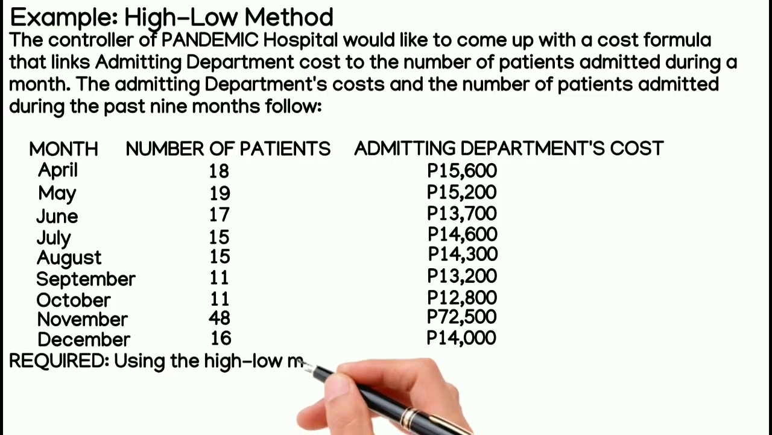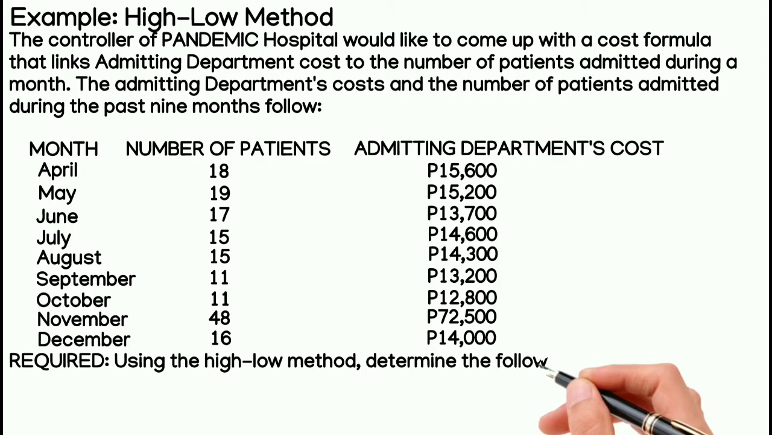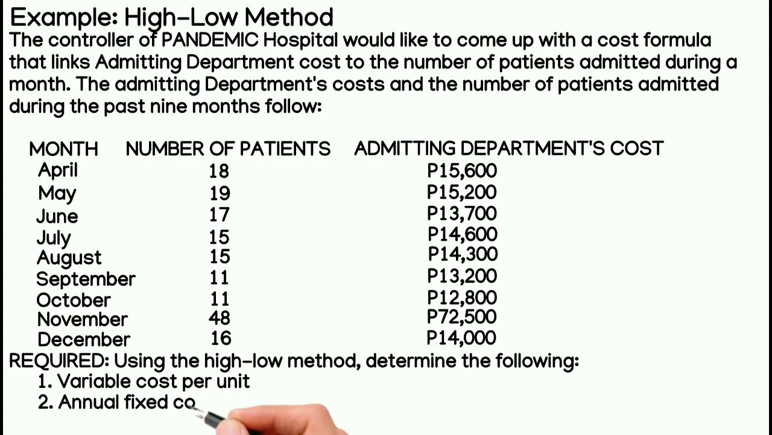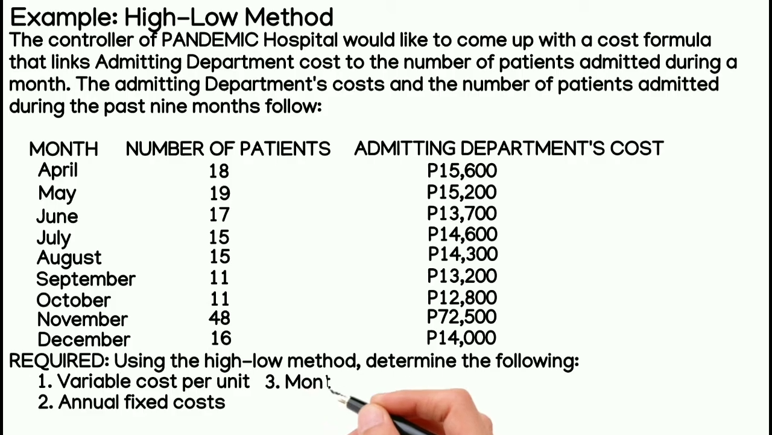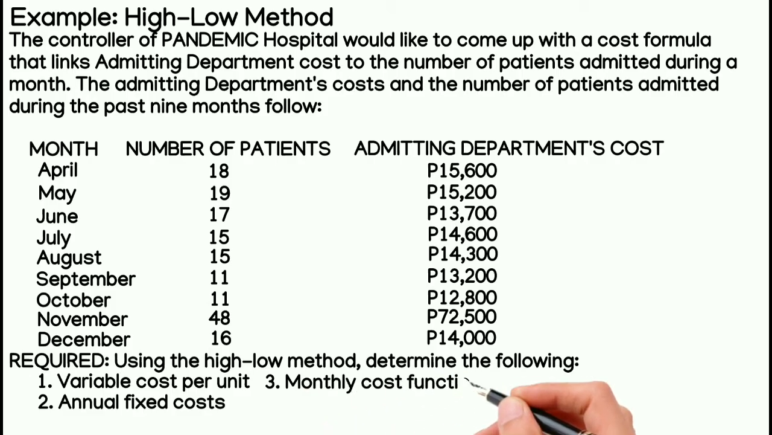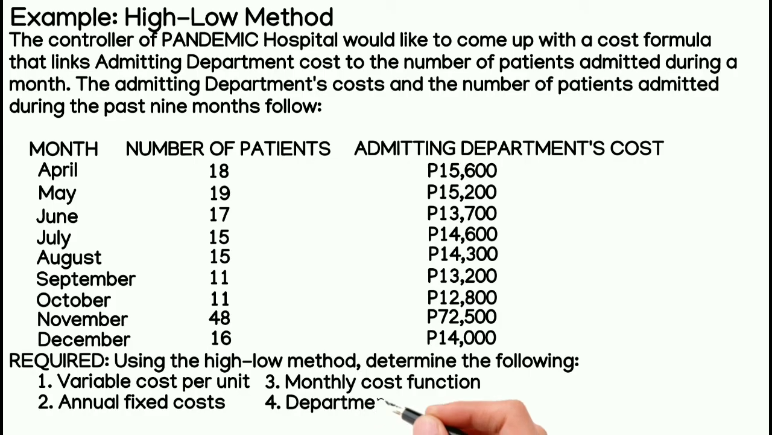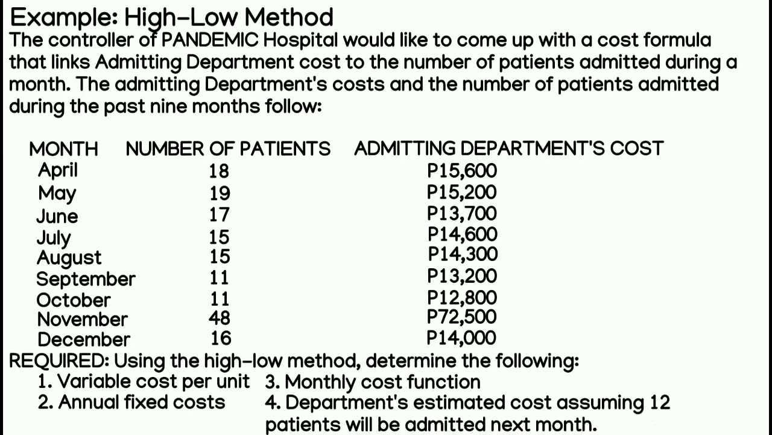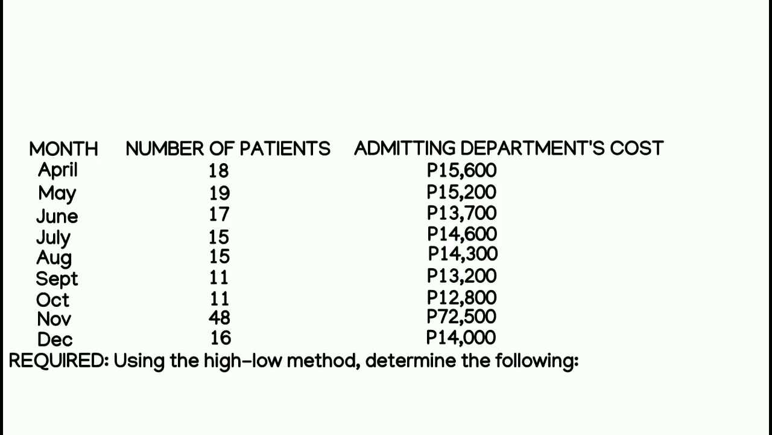Required, using the High-Low method, determine the following. First, variable cost per unit. Second, annual fixed costs. Third, monthly cost function. And fourth, the department's estimated cost, assuming 12 patients will be admitted next month. Requirement number 1, variable cost per unit.